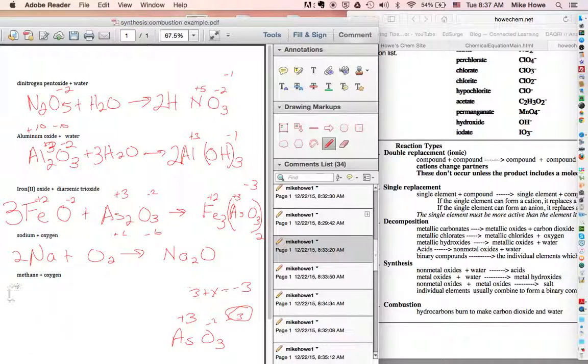Okay, the last one is combustion. If you see a methane or an ethane or a propane on your problem set, you may have to look up what their formulas are, but methane is CH4 plus oxygen. Oxygen's O2. This one's the last example. They're pretty easy. They're hydrocarbons. They always make the same products, carbon dioxide and water.